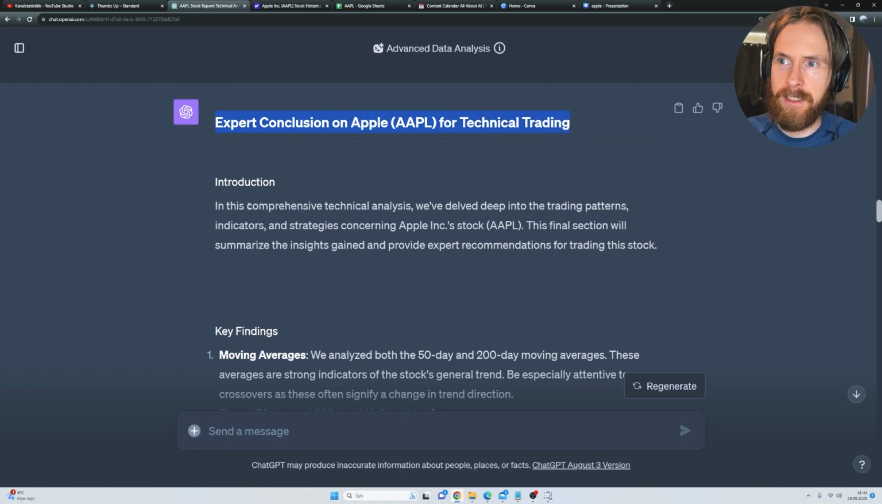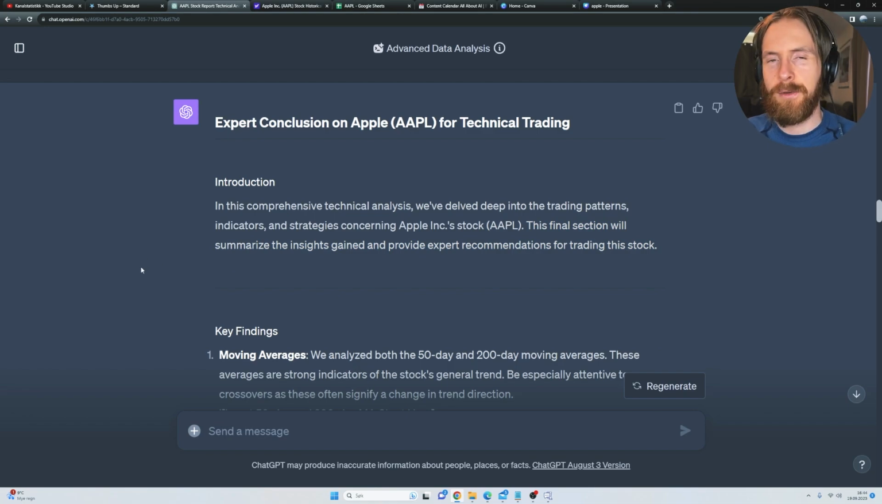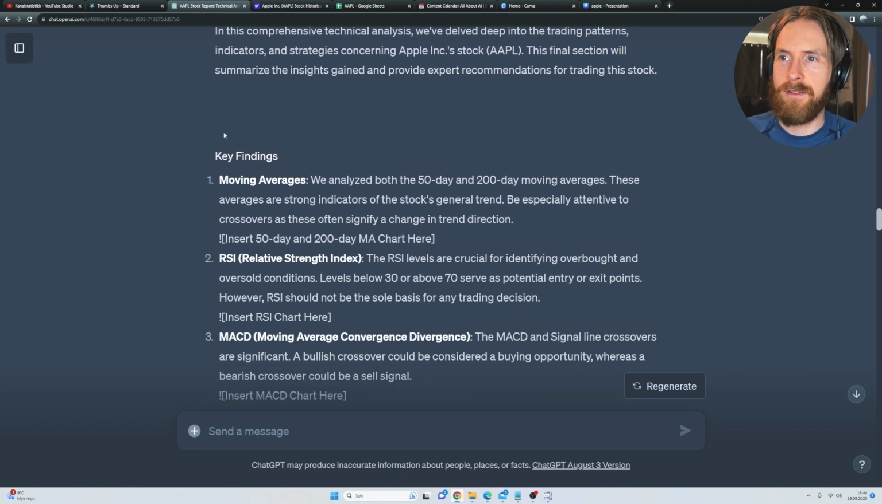So you can see in this comprehensive technical analysis, we delve deep into trading patterns, indicators, and strategies concerning Apple stock. The final section will summarize the insights gained and provide an expert recommendation for trading this stock. Okay, so that was kind of what I was looking for. So we have some key findings here.